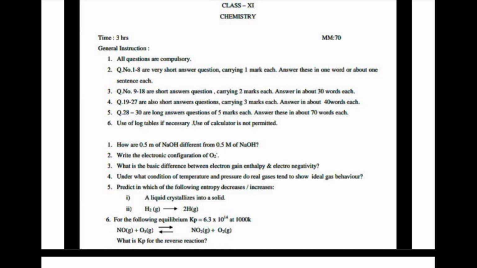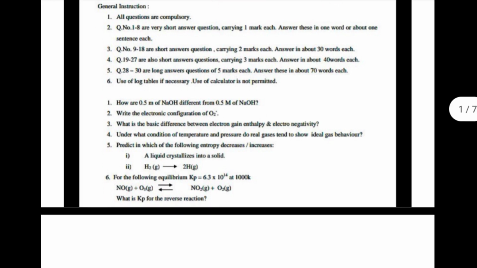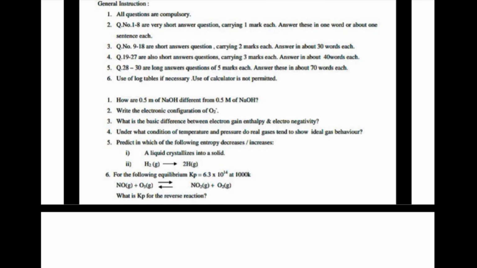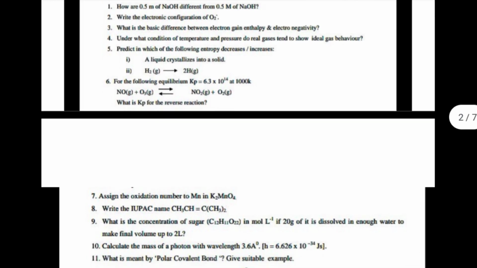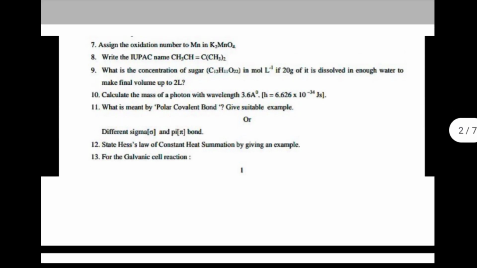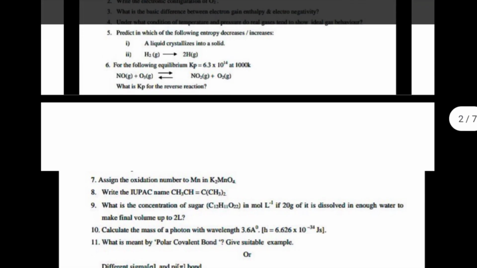Sixth, for the following equilibrium, Kp is equal to 6.3 into 10 raised up to power 14 at 1000 Kelvin. NO plus O2 in the reverse and straight reaction, NO2 plus O2. What is Kp for the reverse reaction? So the answer of the sixth question is 1.59 into 10 raised up to power -15.